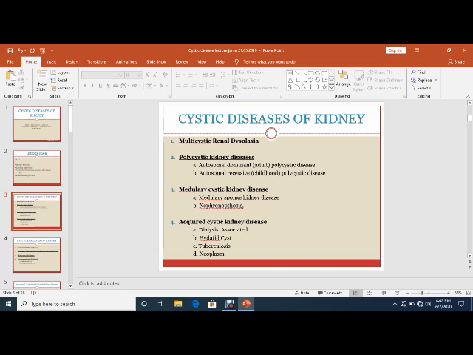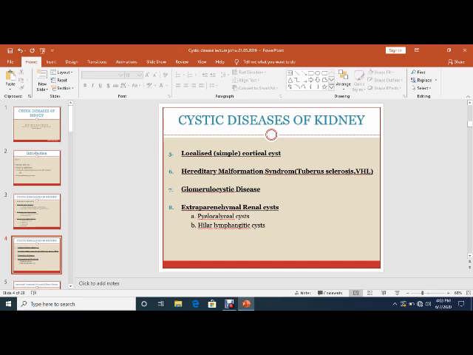Third type is the medullary cystic kidney diseases, medullary sponge kidney disease, and nephronophthisis. There are some cysts which are related to the acquired. Some patients who are on long-term dialysis, duration more than 10 years, can develop cysts in the kidney, that is called dialysis-related cyst. Hydatid cyst, tuberculosis, and neoplasm. So these are the causes of acquired cystic kidney diseases.